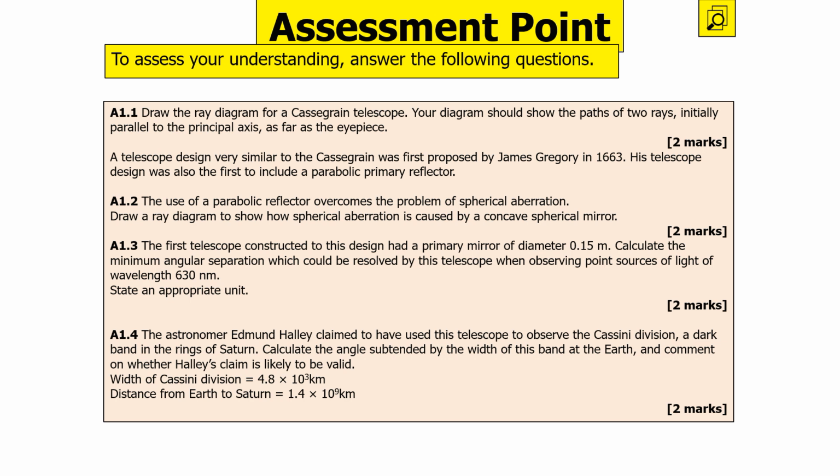Then the first telescope constructed to this design had a primary mirror of diameter 0.15 meters. Calculate the minimum angular separation which could be resolved by this telescope when observing point sources of light of wavelength 630 nanometers and state an appropriate unit. Then the astronomer Edmund Halley claimed to have used his telescope to observe the Cassini division, a dark band in the rings of Saturn. Calculate the angle subtended by the width of this band at the Earth and comment on whether Halley's claim is likely to be valid. So pause the video now, then unpause the video when you want to go through your answer.